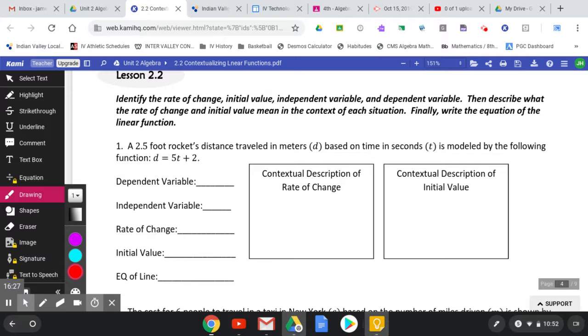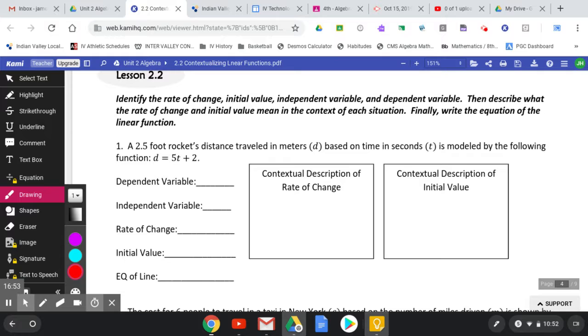All right, so let's look at the first one. Basically, what we want to be able to do is identify all the parts and then think about what those parts mean in the context or in the situation. A 2.5 foot rocket's distance traveled in meters based on time in seconds is modeled by the following equation. What is the dependent variable?